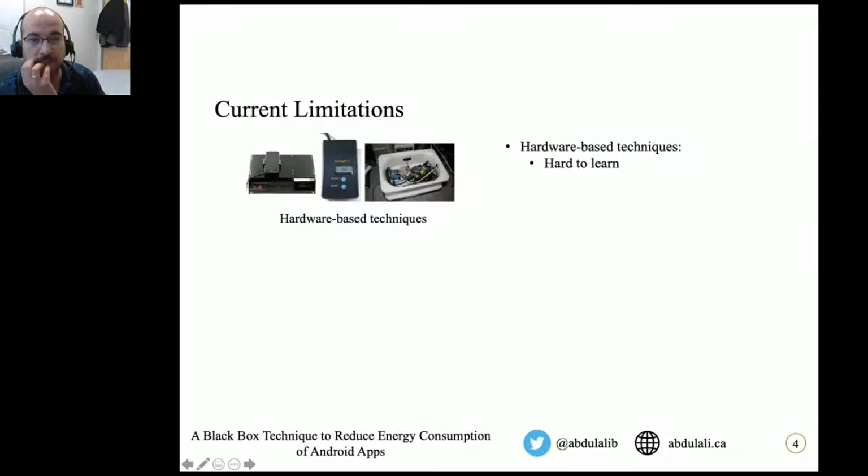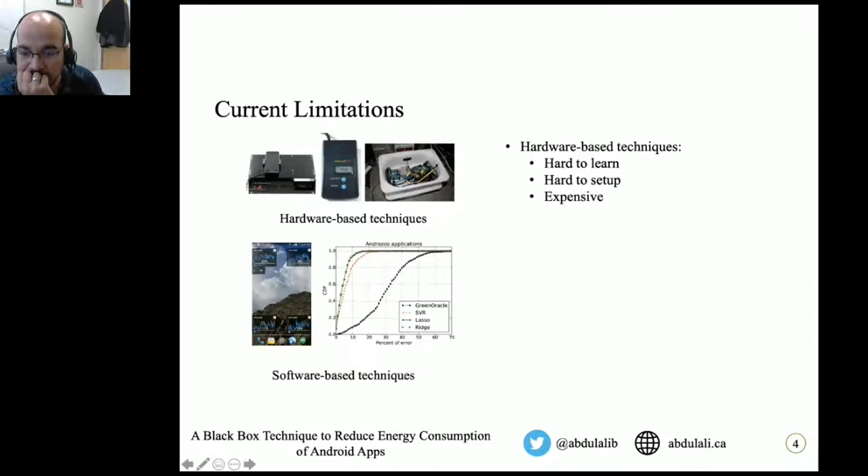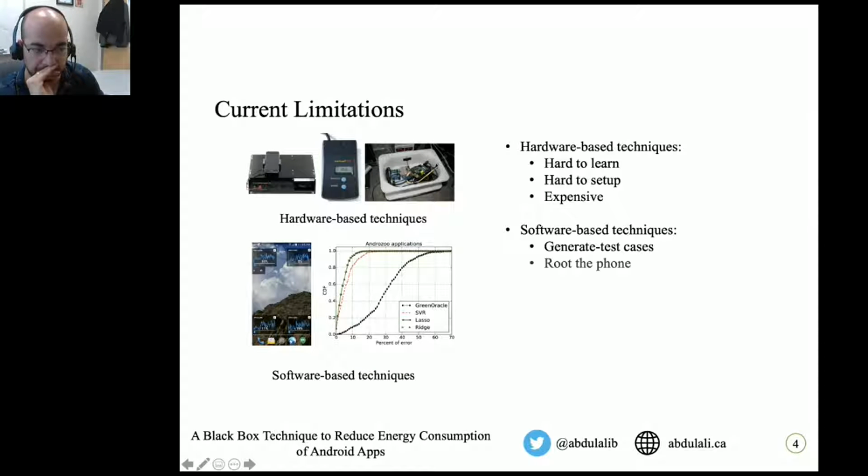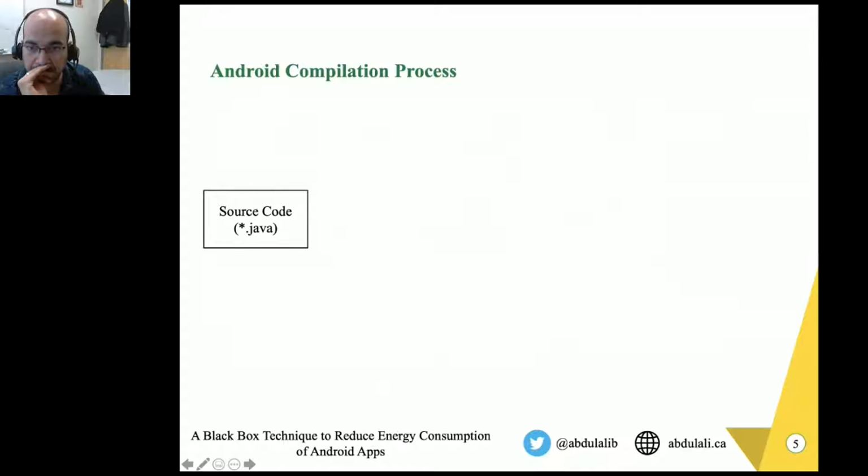The hardware based techniques are hard to learn, hard to set up, and aren't cost effective. Alternatively, there are software based techniques available, but for these techniques, developers have to root their phones, generate and execute test cases to collect dynamic traces. As a solution, we investigate if we can optimize the energy consumption of an app during the Android compilation process.